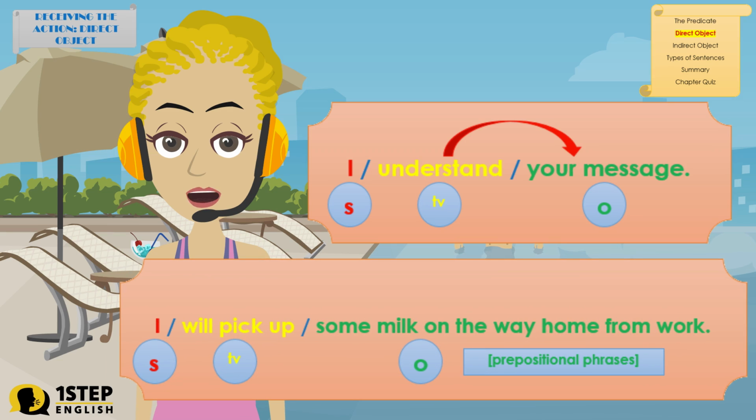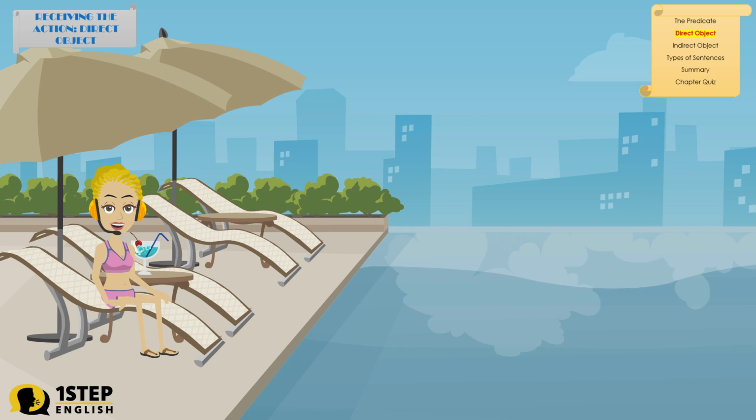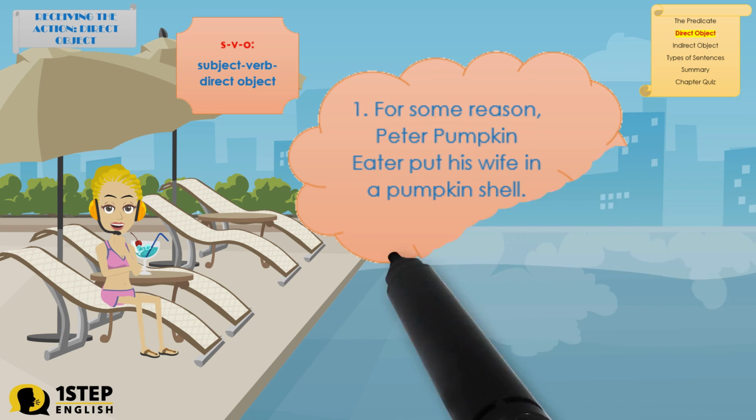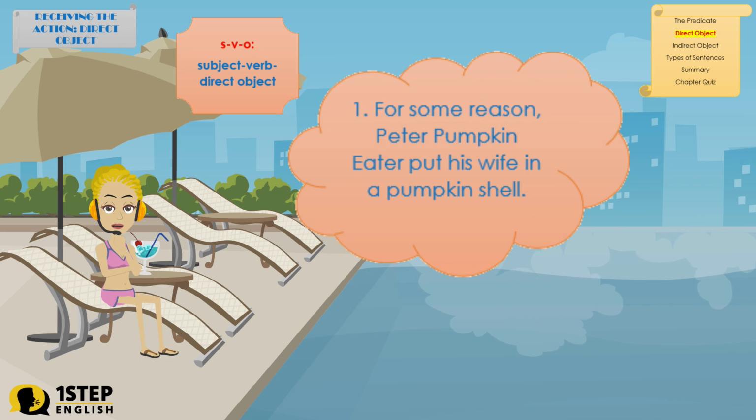Take a look at this example. I will pick up some milk on the way home from work. Like subjects, direct objects are never in prepositional phrases. Let's test your knowledge. Circle the direct object in the following sentences. 1. For some reason, Peter Pumpkin Eater put his wife in a pumpkin shell.